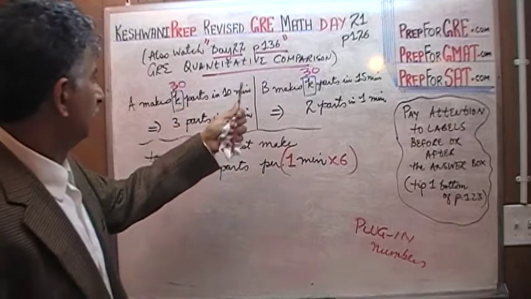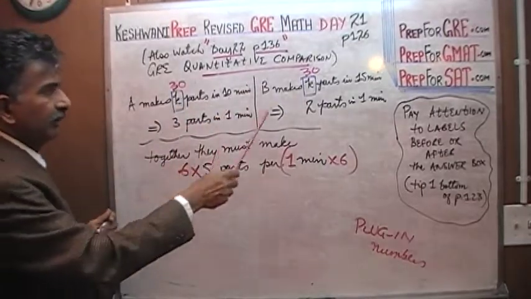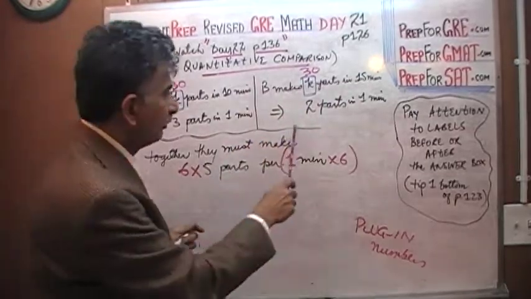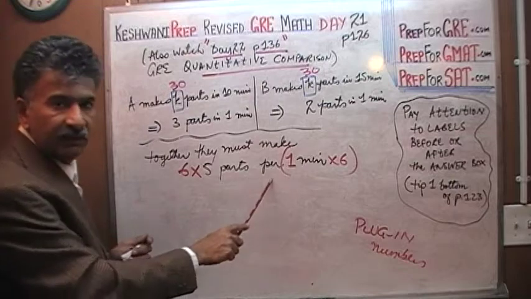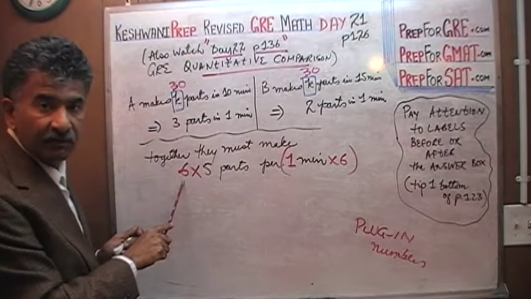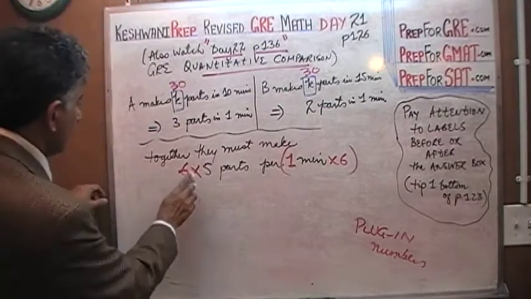30 goes evenly into 10 and 15. 30 parts in 10 minutes, which means 3 parts in 1 minute. 30 parts in 15 minutes, which means 2 parts in 1 minute. 3 parts here, 2 parts there, 5 parts, 1 minute. 30 parts, which is 6 times 5, should take 6 minutes. That's it. Let's do the same problem in the algebraic way.